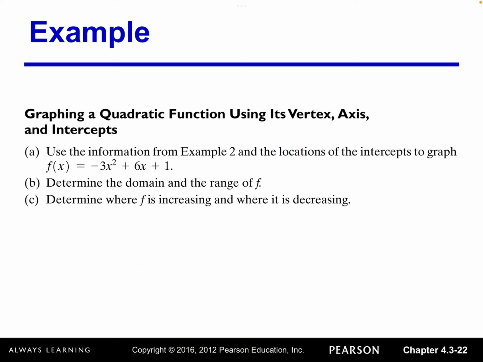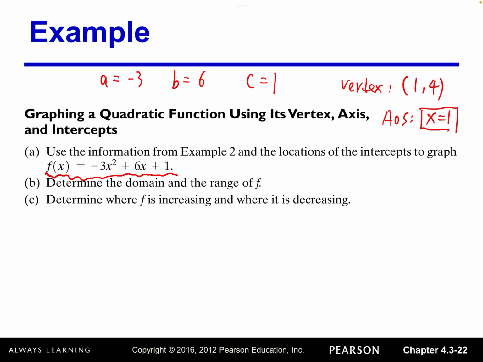So now let's look at an example. This is the same example we saw in the previous video. We can easily identify a equals -3, b equals 6, c equals 1, okay? And in the earlier example, we already found the vertex, which is (1, 4), right? That means the axis of symmetry is x equals 1. So that's the information we already have.